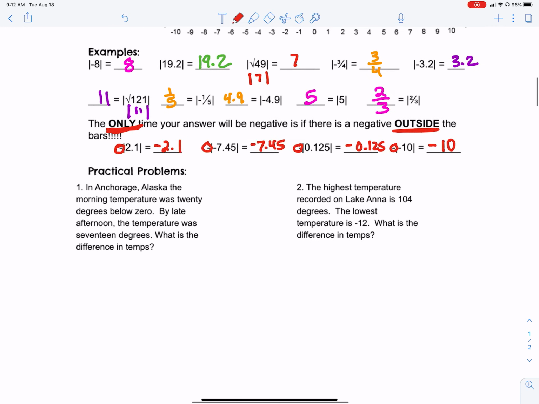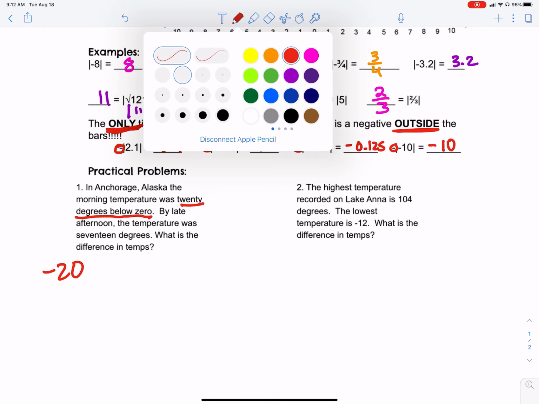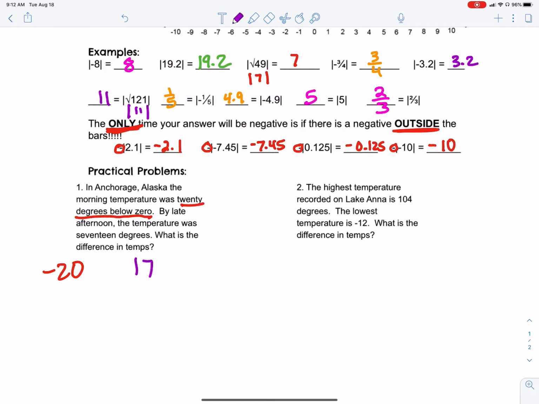So here's some practical problems where we're going to use absolute value. In Anchorage, Alaska, the morning temperature was 20 degrees below 0. Okay, so we know that's -20. And then by late afternoon, the temperature was 17 degrees. So we did get above 0, so +17. What's the difference in those two temperatures?